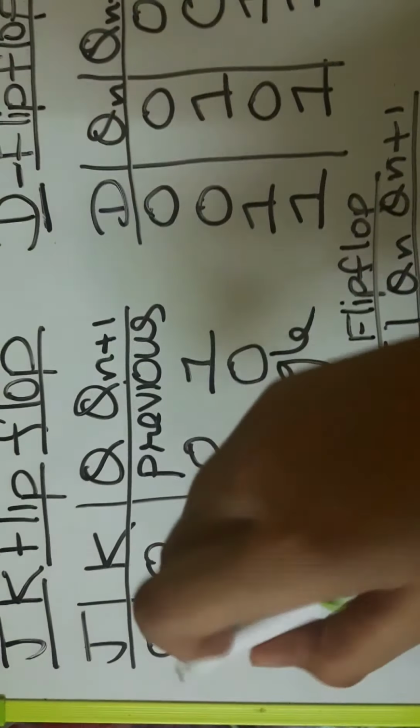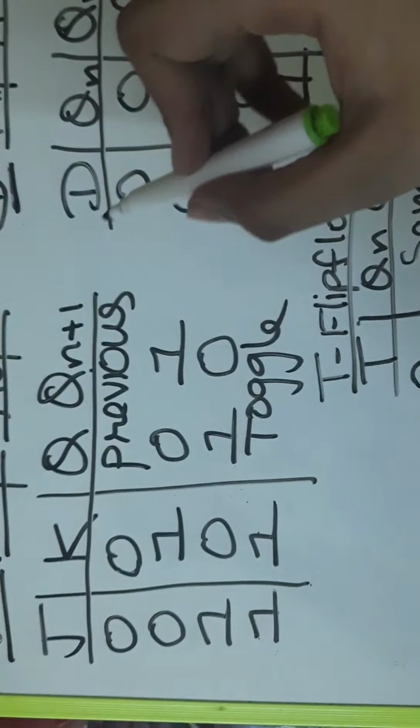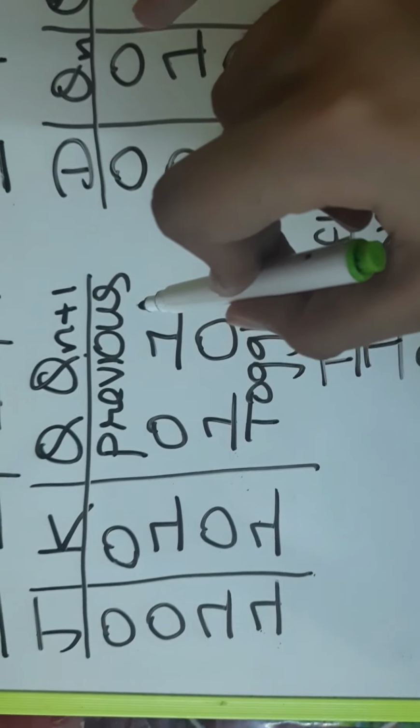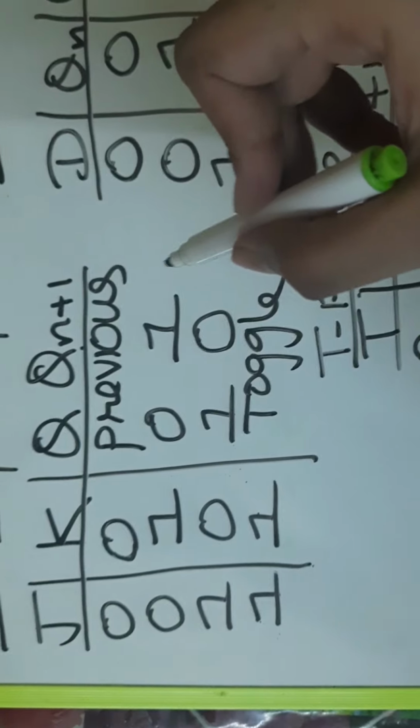Initially, if the value of J and K is 0, Q and Q of n plus 1 will be the same. In other words, if my Q is 0 and J and K are 0, Q of n plus 1 will also be 0. And if Q is 1, Q of n plus 1 will also be 1.